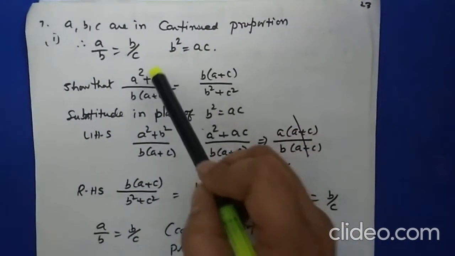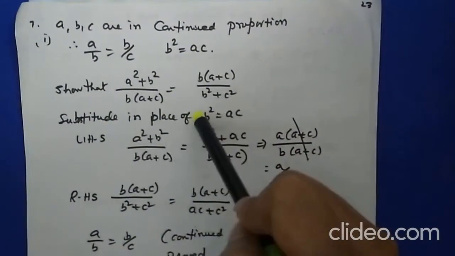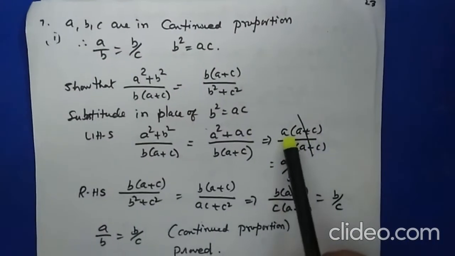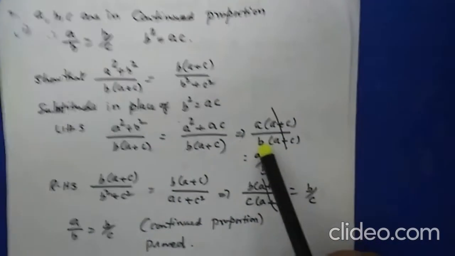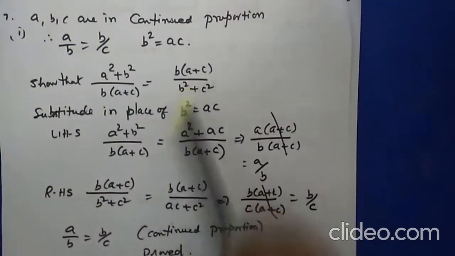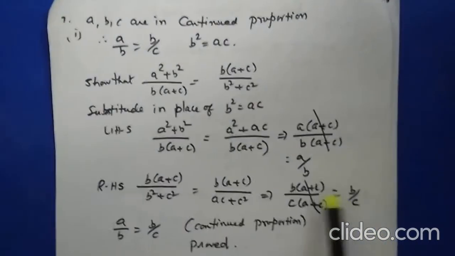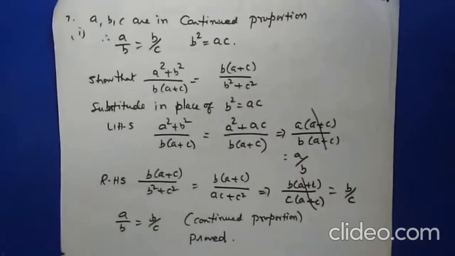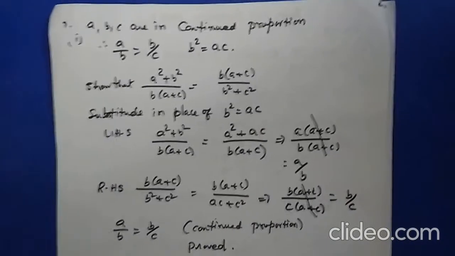So in the place of B squared, substitute AC. Now in the left hand side, I am substituting AC in the place of B squared. Take common A, you are getting A by B. In the right hand side, you substitute AC in the place of B squared, you are getting B by C. We know A by B is equal to B by C. The same answer you are getting for this. Therefore, this is also in continued proportion.